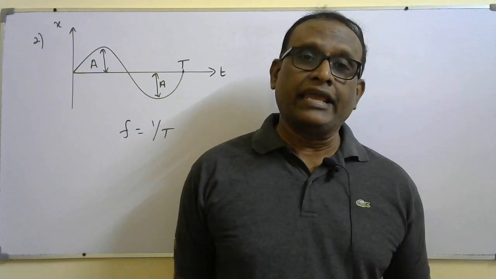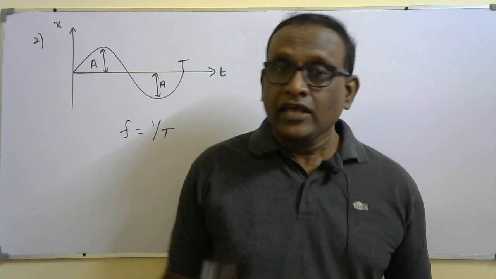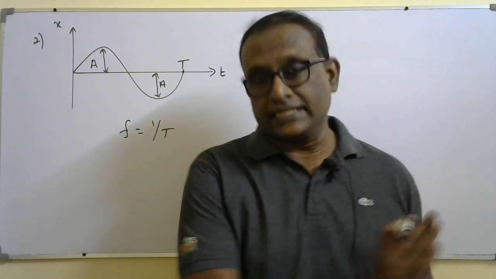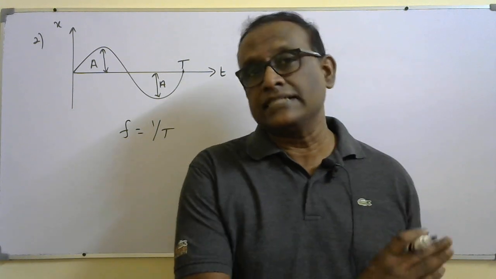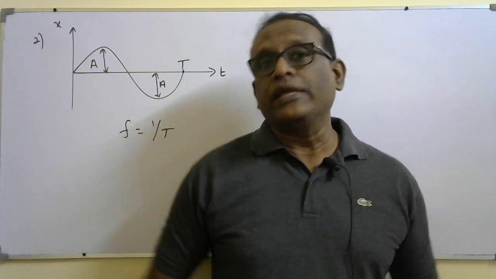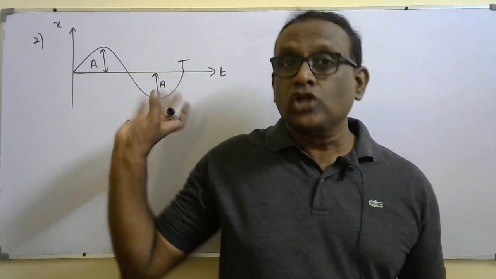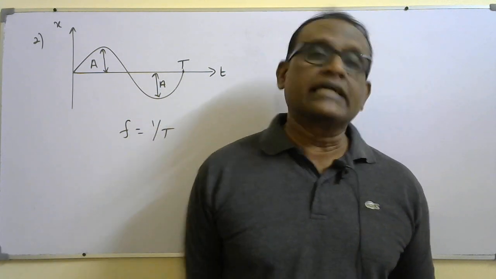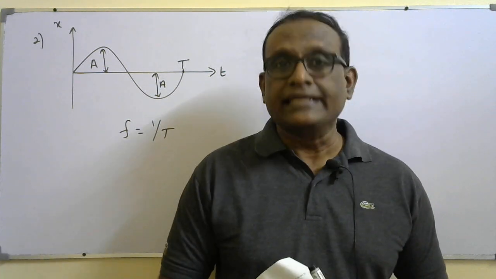We can't find the wavelength from a displacement time graph. We can find the wavelength from a displacement distance graph. From that we can find the wavelength, not from the displacement time graph. So for question number 2, the correct answer is D.